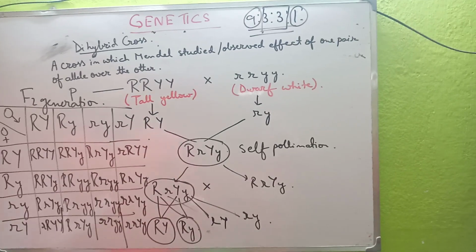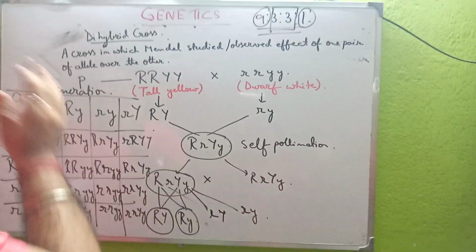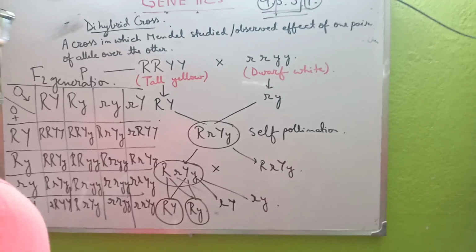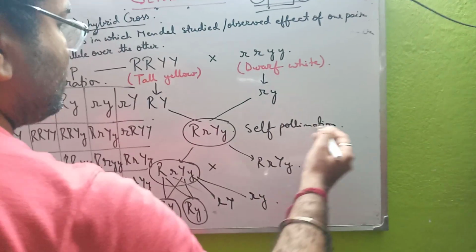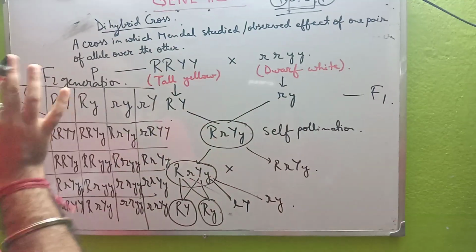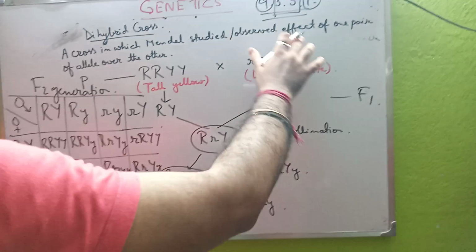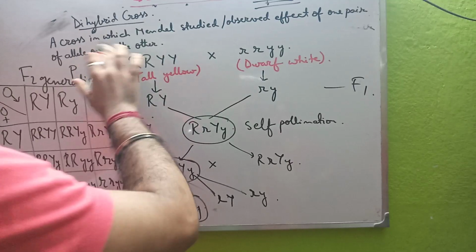And from here, that's why Mendel has said this to be a dihybrid cross, where each allele of the parental generation which were unable to be expressed in the F1 generation are now being expressed in the F2 generation. So F2 generation, as it is said, was observed by Mendel, the effect of one pair of allele over the other.